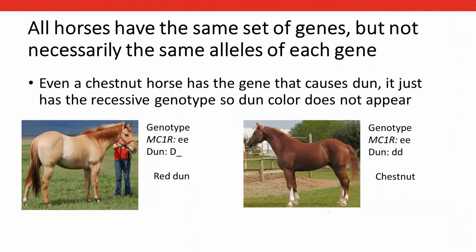So the horse on the left, it has a genotype at MC1R of little e, little e. That means it's a red horse. And it has a copy of the dominant dun dilution, which makes that horse a red dun rather than a sorrel. And the dun, you can see it has tiger stripes on his legs, and it should have a dorsal stripe down his back. However, the horse on the right, it's also a sorrel horse or chestnut, has little e, little e genotype at MC1R. It still has the gene that would code for dun. It just has the recessive genotype, so 2 little d alleles. That means that dun color is not observed, and that horse therefore is just chestnut.